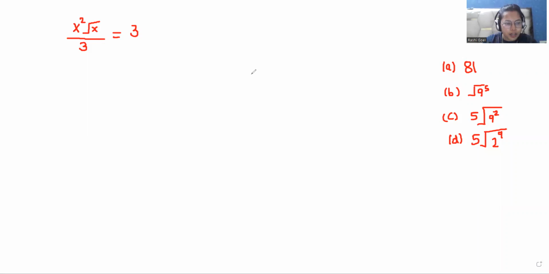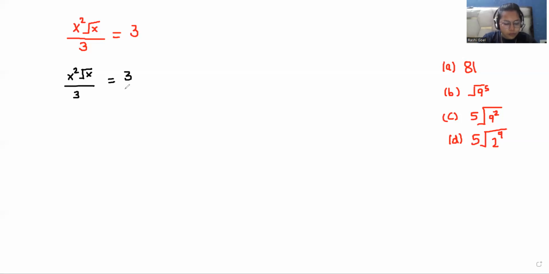My name is Rashi Goel, and in this video we are going to solve this problem: x squared times the square root of x by 3 is equal to 3, and we have to find the value of x. So let's start with today's video. So x squared multiplied by the square root of x by 3 is equal to 3.